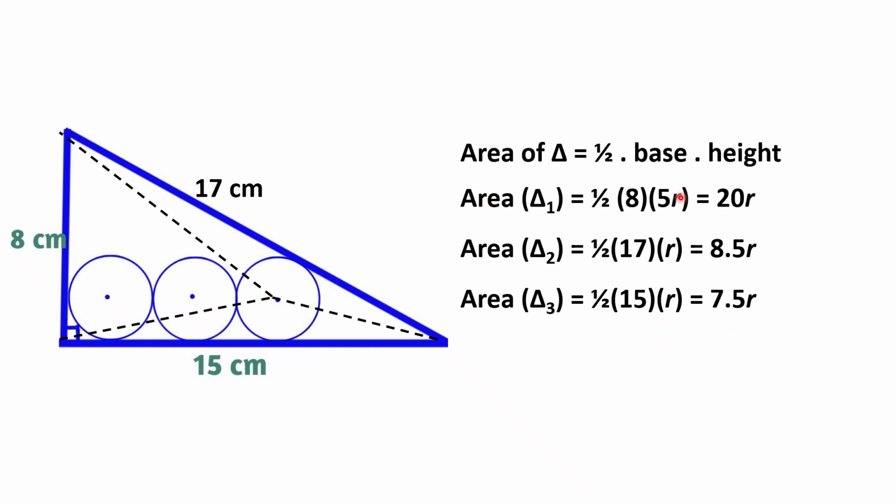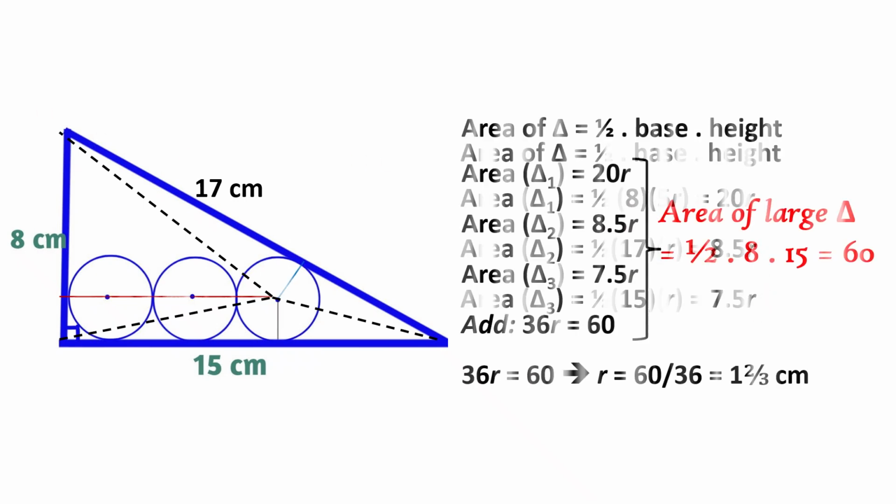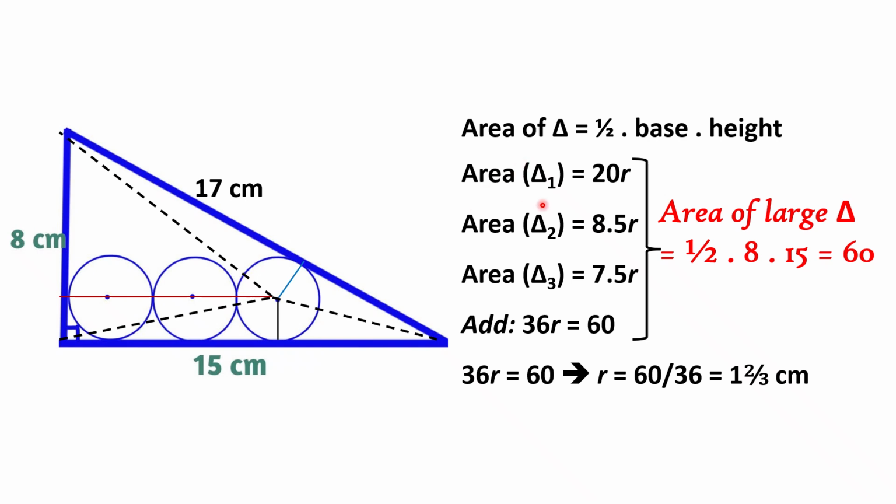So we got the areas of the three triangles: 20r, 8.5r and 7.5r. The total must be equal to half into 15 into 8, the area of the full triangle, that is 60. So 20r plus 8.5r plus 7.5r, if you add, you will get 36r. That is equal to 60, the area of the full triangle. So 36r equals 60.